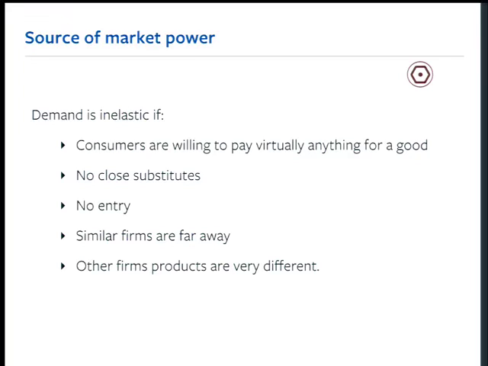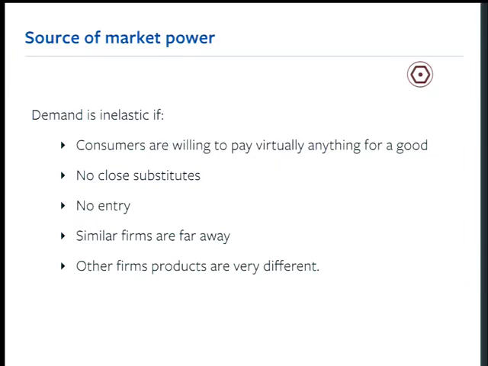The first sources of market power are the reasons why demand may be inelastic. Demand is inelastic if consumers are willing to pay virtually anything for a good. What I mean by that is if you need to get the stuff, if you're an insulin-dependent diabetic, you need to get injections or you die, right? So you need the stuff. So if there's a monopolist there, demand for the substance is inelastic and you can charge whatever markup you want, pretty much, unless government steps in to regulate.